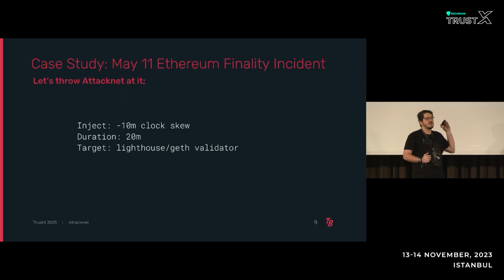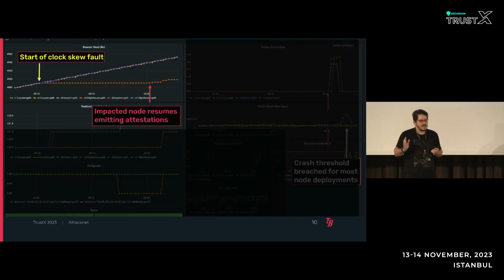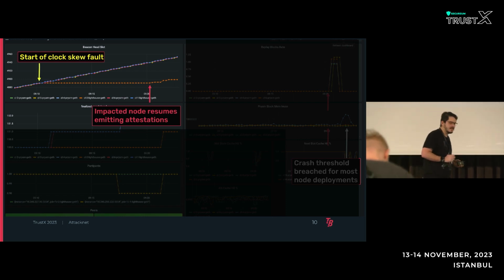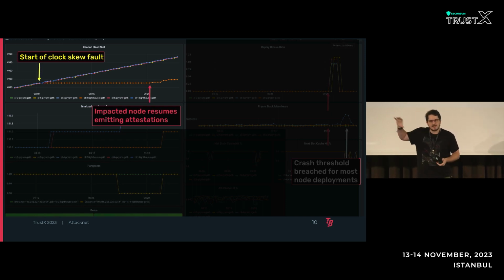So what we did is we spawned a new devnet with basically infinite memory resources for these Prysm validators. And these are the results that we got. So up here on the top left, this is a graph of the beacon head slot over time. So you're always adding new blocks as the slots progress, so it's always going up. The little yellow spot there, that's the start of the clock skew fault.